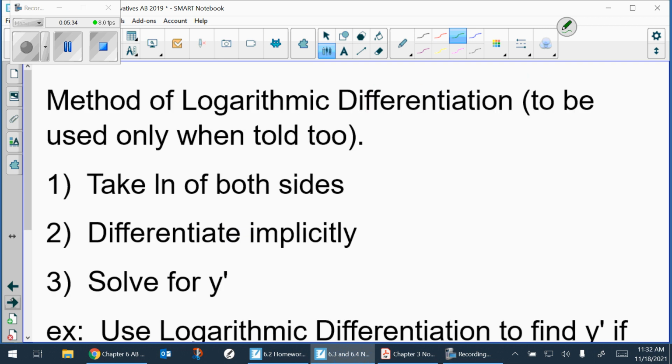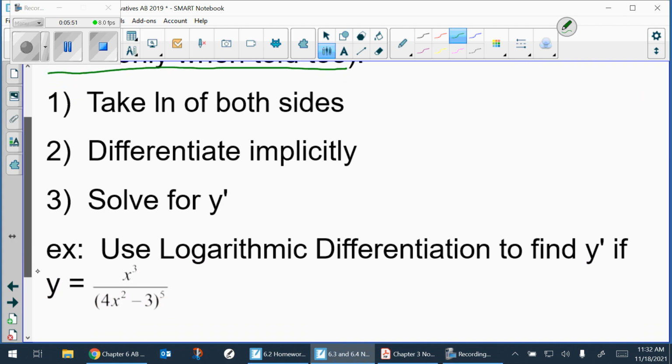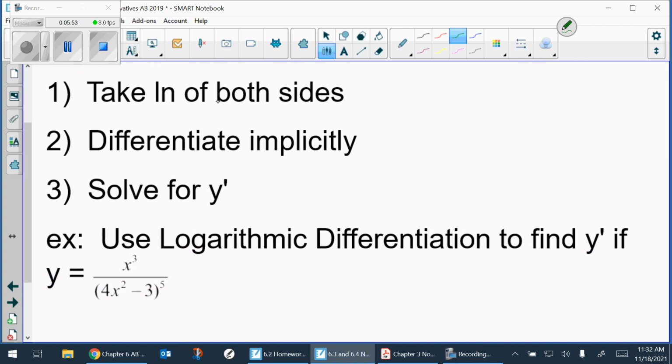Logarithmic differentiation. Now this is a pain. We're only going to use this if you are asked specifically to use logarithmic differentiation. You never, ever, ever use it at any other time. And it is a three-step process where if you're told to use logarithmic differentiation, you take the natural log of both sides, differentiate implicitly. We'll see what that means shortly. And then solve for y prime. We've got to get the y prime all by itself.